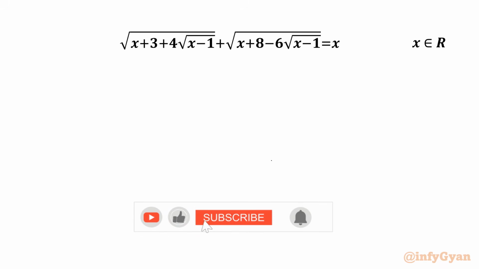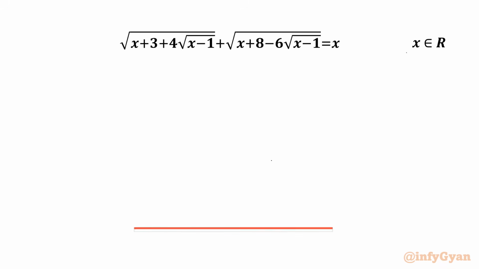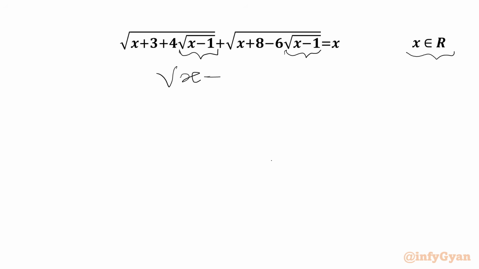Today in this video, we have one radical equation. We'll solve for the real values of x. So let's get started with our substitution straight away. We'll consider square root of x minus 1 equal to u.